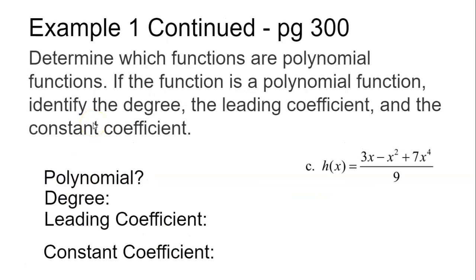So if we turn the page, we have another example, which is example C. It says determine which functions are polynomial functions, and if they are a polynomial function, you want to identify that information. So with this one, we can do the same thing. Is this a polynomial function based on what we just talked about? Now, you can actually take this 9 and divide each of these terms by 9 if you wanted to. It doesn't really change the value, but it will help you get the correct leading coefficient.